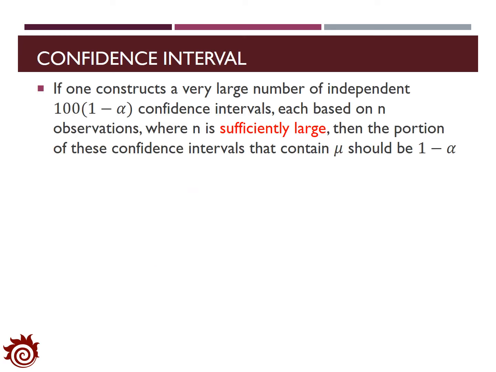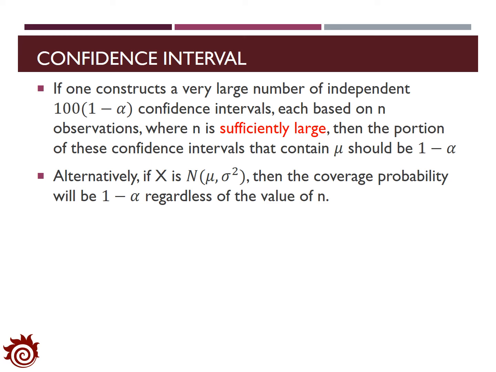When we construct the 100 times 1 minus alpha confidence interval for the random variable through the stochastic process, if the number of variables is large enough, which means n is sufficiently large, then the portion of confidence intervals that contain mu should be close to 1 minus alpha. Alternatively, if x follows a normal distribution with mean mu and variance sigma square, then the coverage probability will always be 1 minus alpha regardless of the value of n.